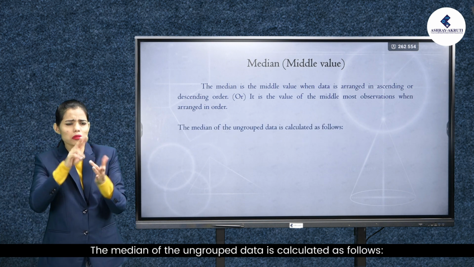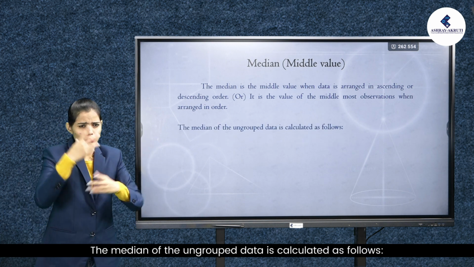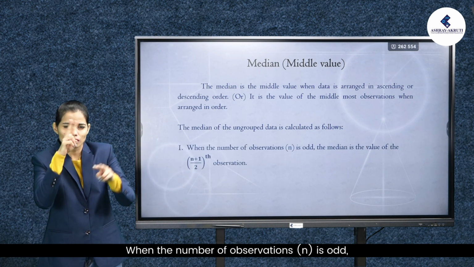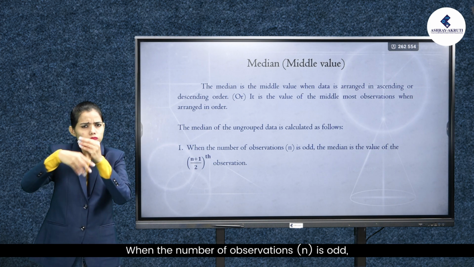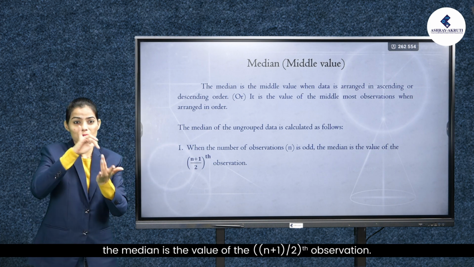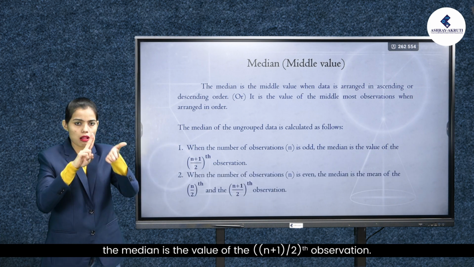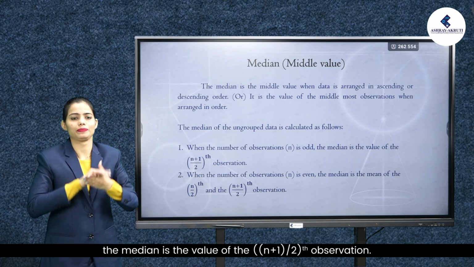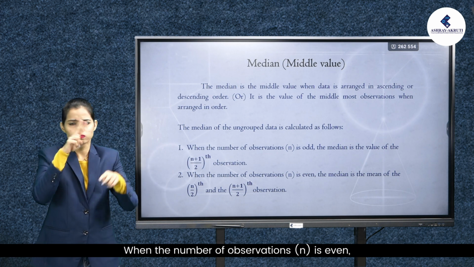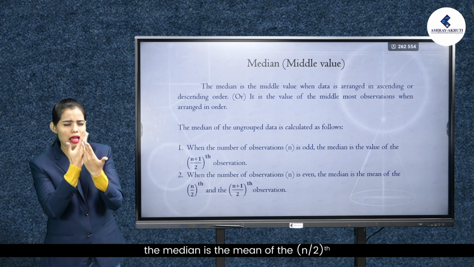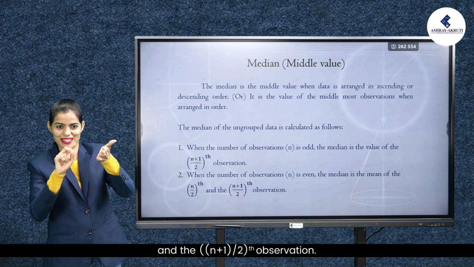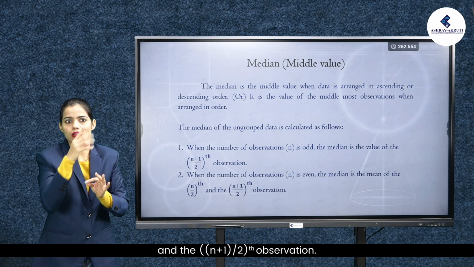The median of the ungrouped data is calculated as follows. When the number of observations n is odd, the median is the value of the (n plus 1) by 2th observation. When the number of observations n is even, the median is the mean of the n by 2th and the (n plus 1) by 2th observation.